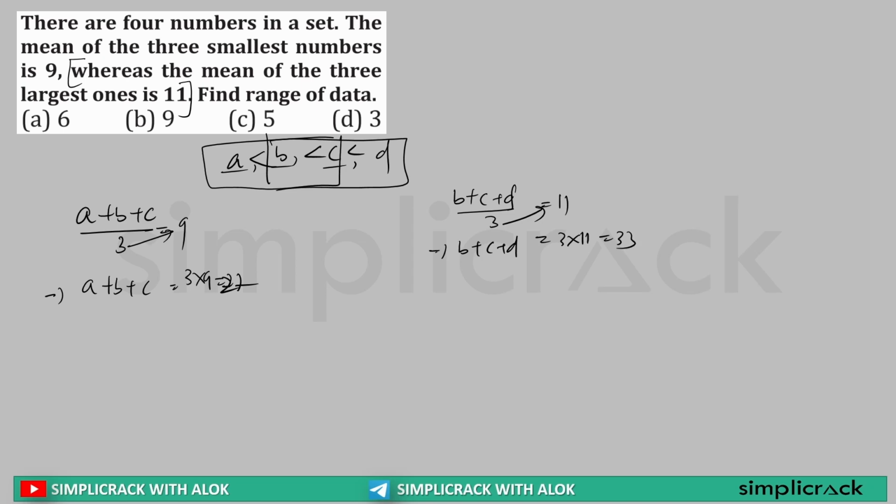Yes or no? So it is asking, find the range of the data. Range means what? If I deduct both, B plus C plus D minus A plus B plus C, what will happen? B, C will cross out. So it will be D minus A. So D minus A is what? Largest minus smallest.